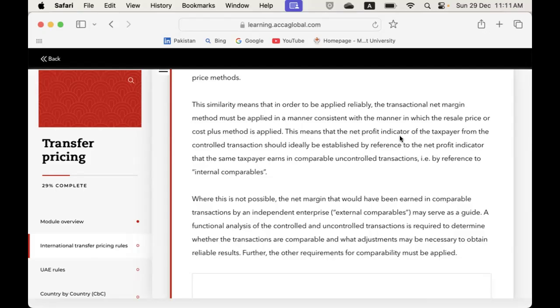This means that the net profit indicator of the taxpayer, net profit indicator, this is the keyword here, of the taxpayer from the controlled transaction should ideally be established by reference to the net profit indicator that the same taxpayer earns in comparable uncontrolled transactions by reference to internal comparables. This multinational enterprise has multiple companies naturally, so you can even look at internal comparables as well.